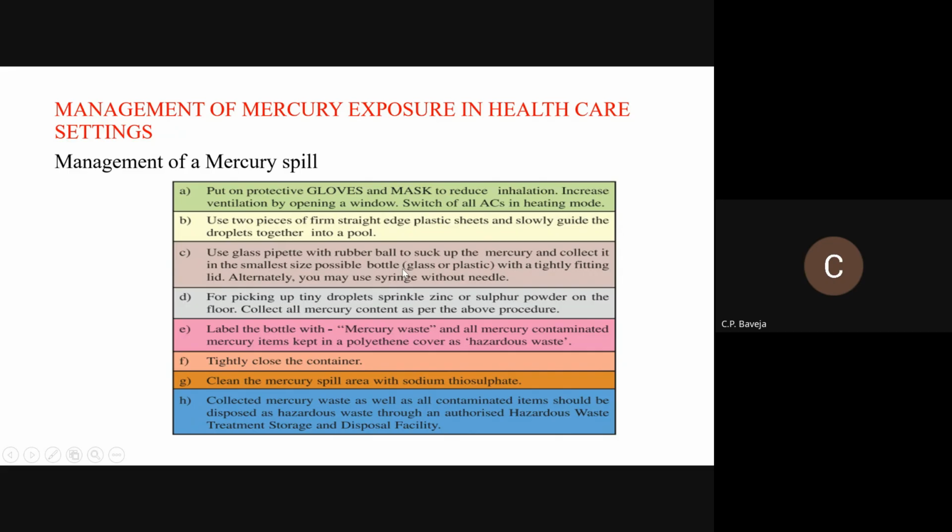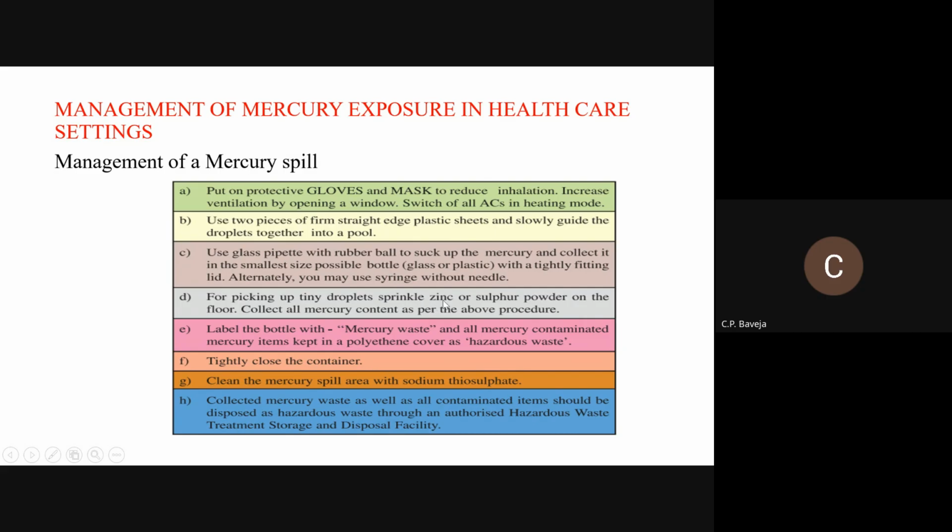In a small bottle, glass or plastic, you use a pipette with a rubber bulb to suck up the mercury and put it in a bottle with a tightly fitting lid. Alternately, you may use a syringe without a needle. So either a syringe without a needle or a glass pipette can be used for picking up. Tiny droplets may not be picked up by these syringes and pipettes.